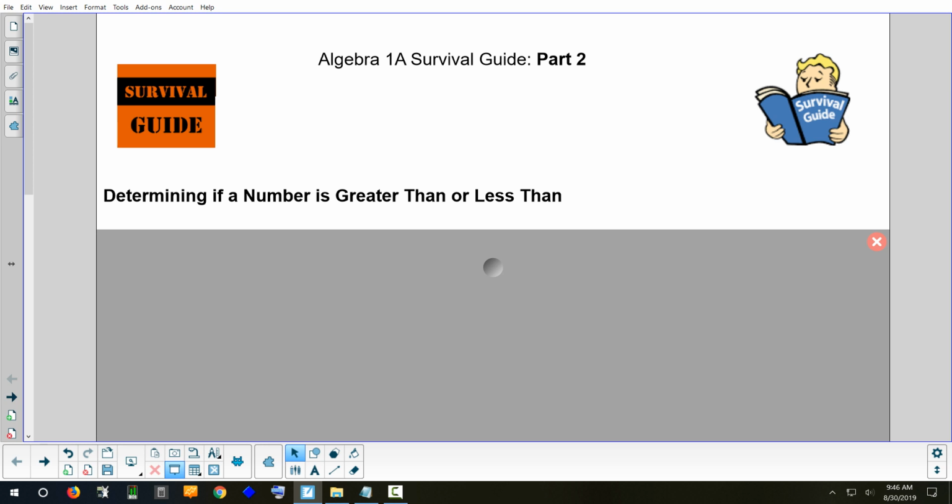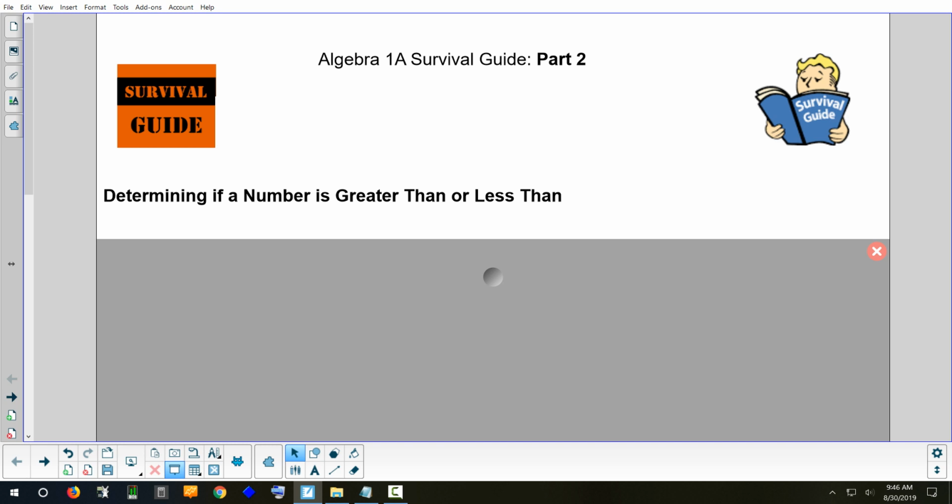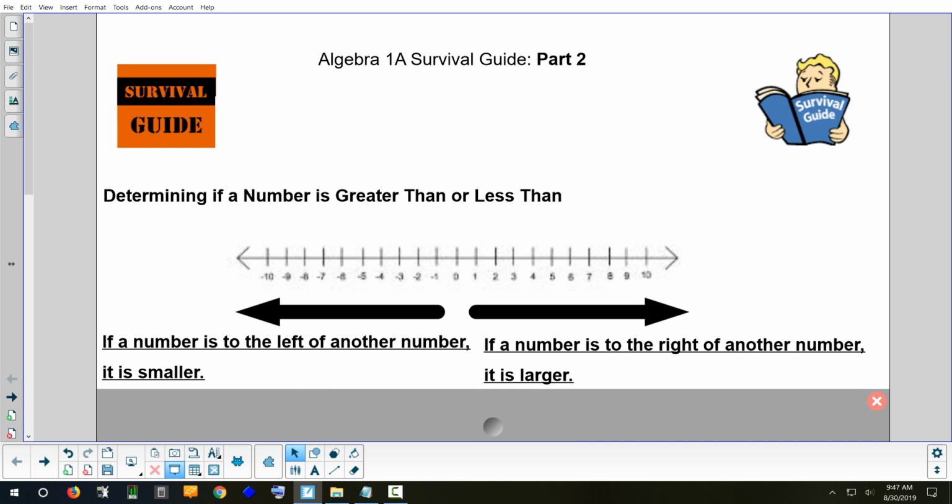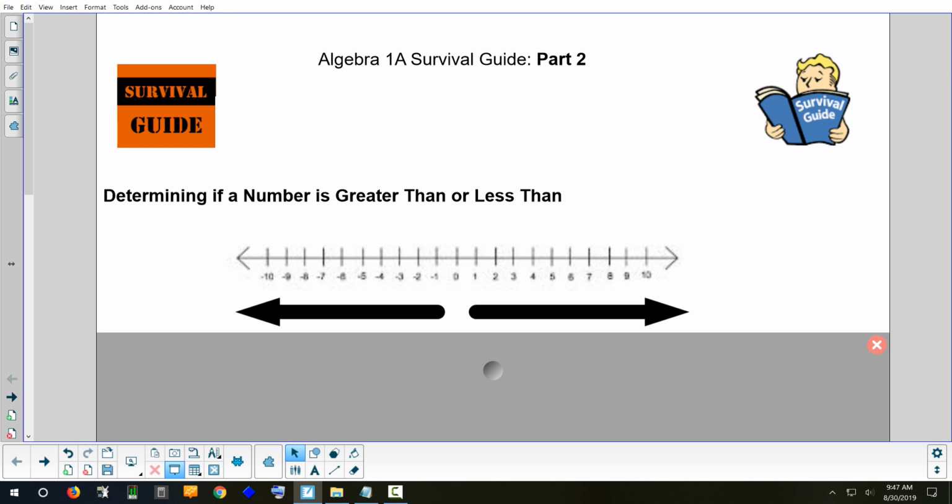Okay, so on a number line, you've got 2 directions, right? Which way do the positive numbers go? Which way? Yeah, let me try to learn some names. Cadence? To the right. To the right. So positive numbers go to the right, negative numbers go to the left.